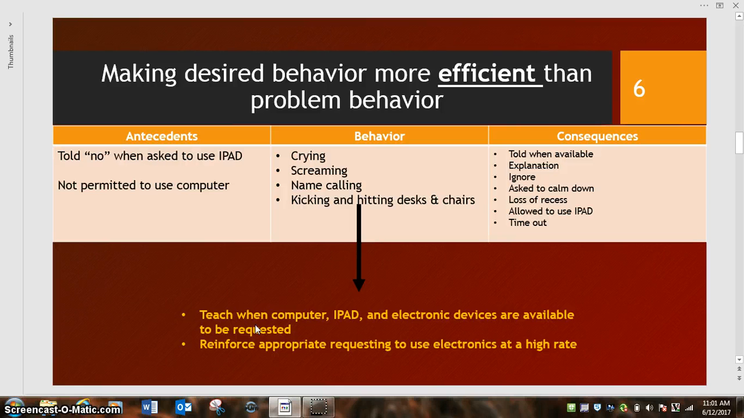The final piece to using the intervention framework is really to think about how we can make desired behavior more efficient than problem behavior at attaining desired reinforcement. So in this example, what was decided was to teach the student when to ask for the computer or iPad and electronic devices. Basically, when can those items be requested, and then we reinforce at those times at a high rate in order to trap the behavior and build up momentum that the desired behavior is used.